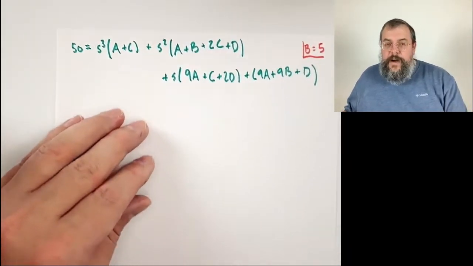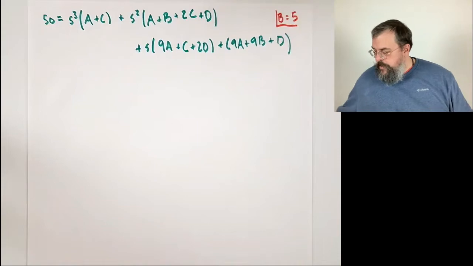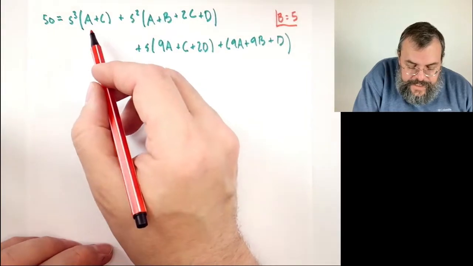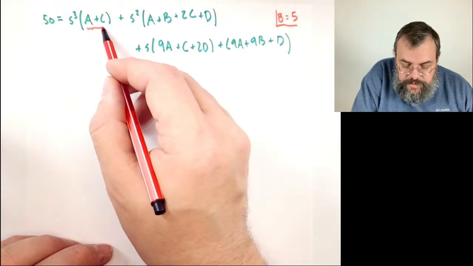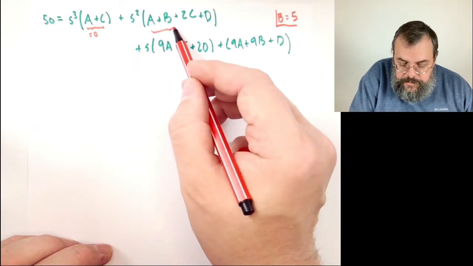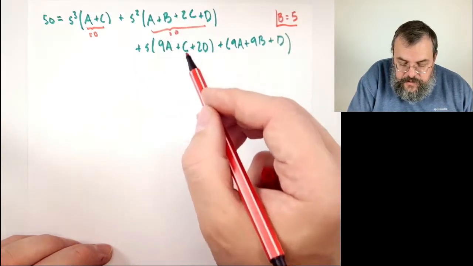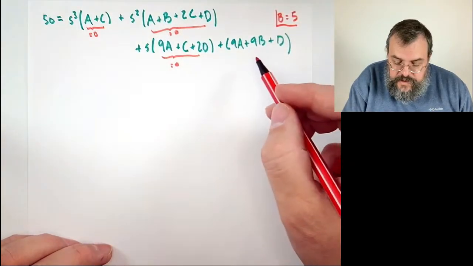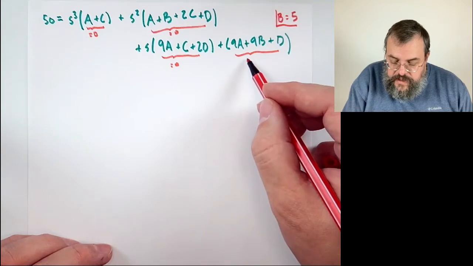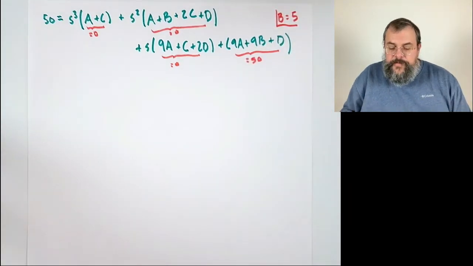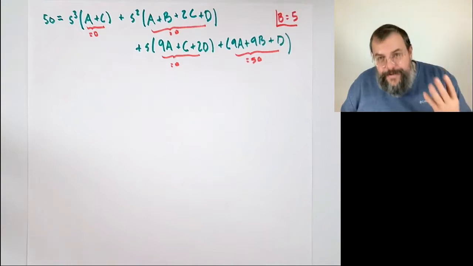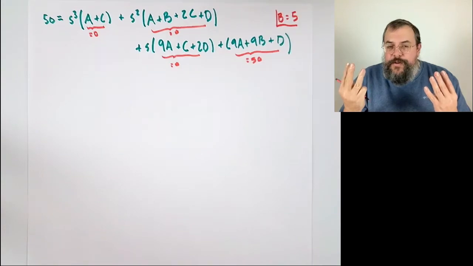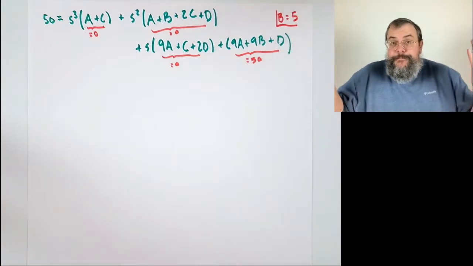We know that b has to equal 5. All right, now, how do we use this information here? Well, what we do is we solve for our coefficients by saying, well, wait, things have to match. So a plus c has to equal 0. A plus b plus 2c plus d has to equal 0. 9a plus c plus 2d has to equal 0. And 9a plus 9b plus d, well, that better be 50. All right. 4 equations, 4 unknowns. But that's really down to 3 because we already know b.